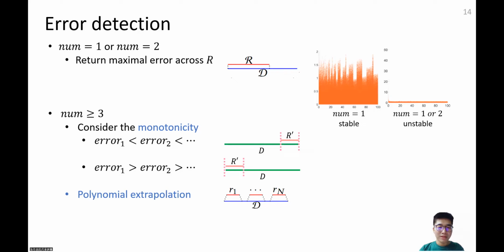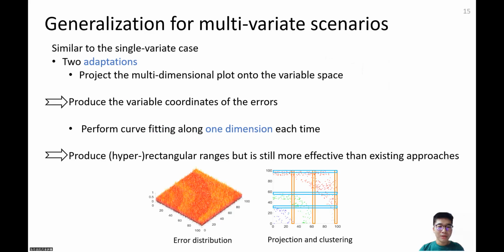The maximum error of DR is very likely to be the result of an undueness. When the number is more than or equal to 3, we can combine with monotonicity. We can connect errors in a small range if an expression is monotonous. Next, Eiffel handles multivariate expressions similarly to the single-variate case, but two adaptations should be introduced.